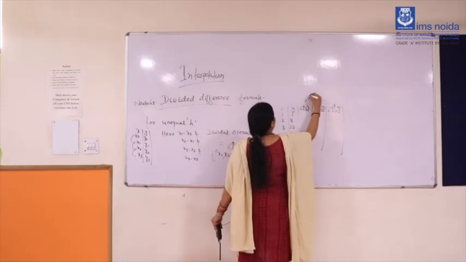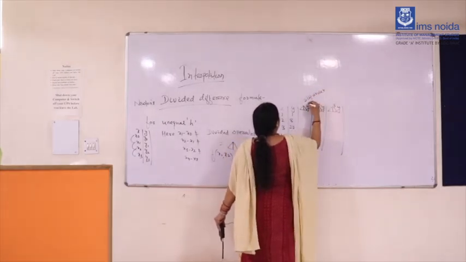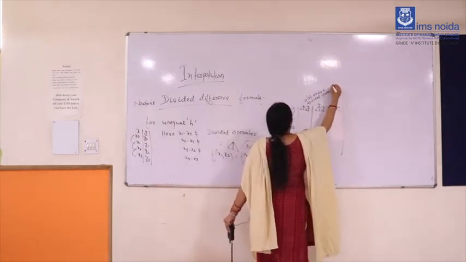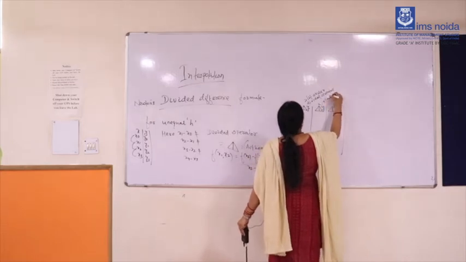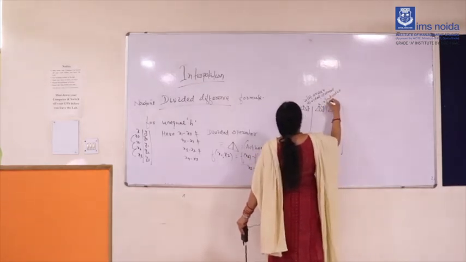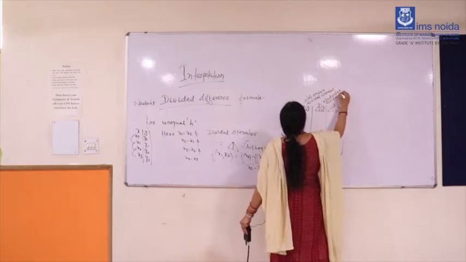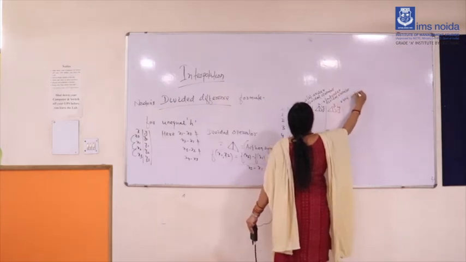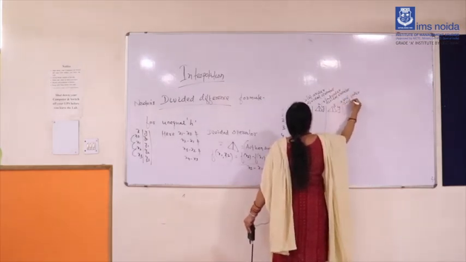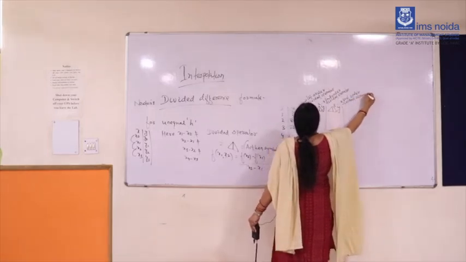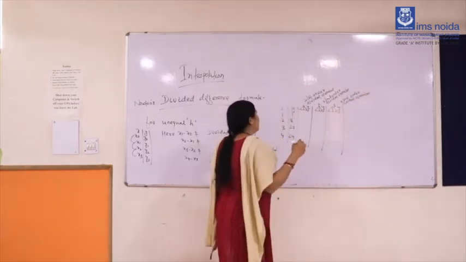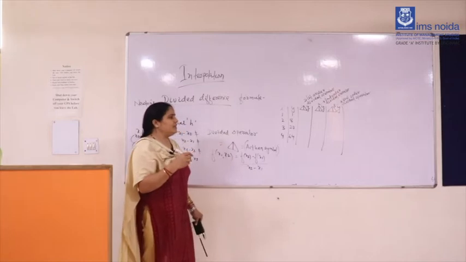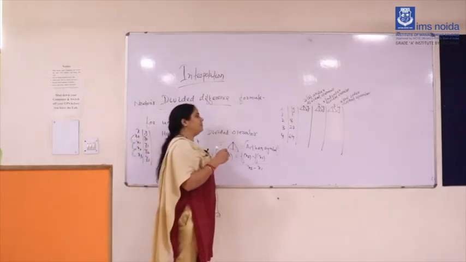This is known as the first order divided operator, this the second order divided operator, and this the third order divided operator. This is all about the various kinds of operators that will be applicable in Newton's divided difference formula.